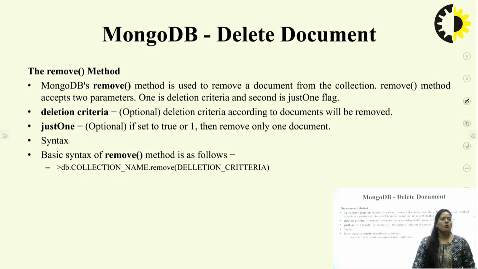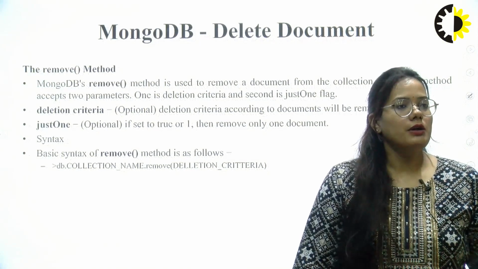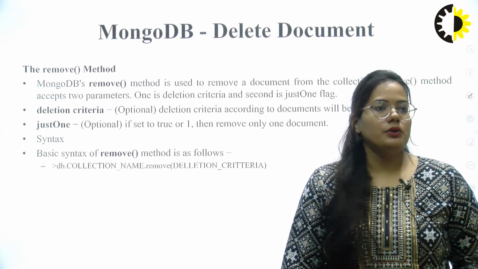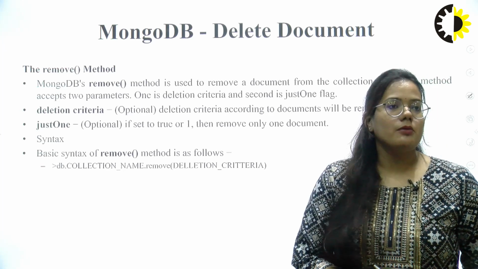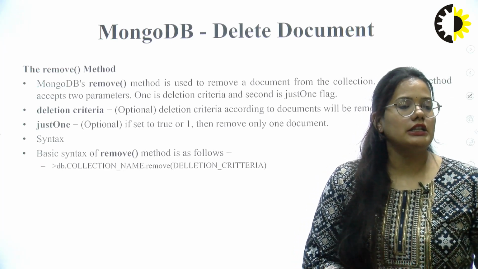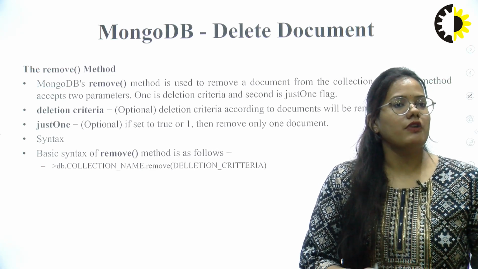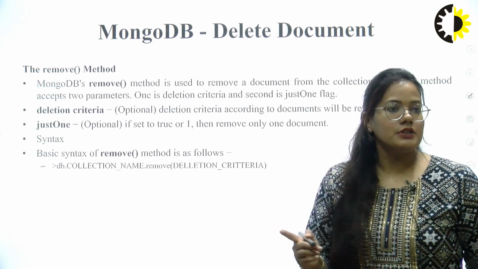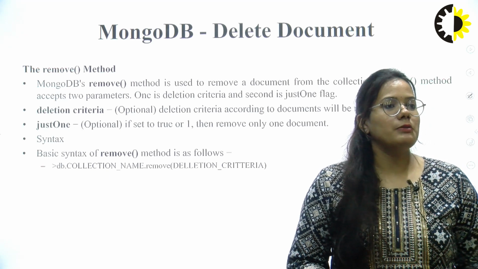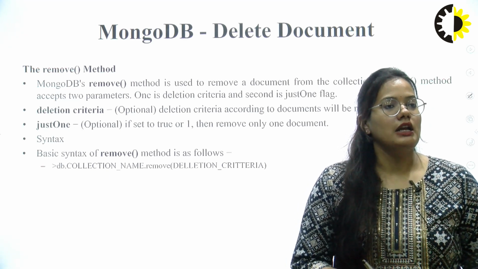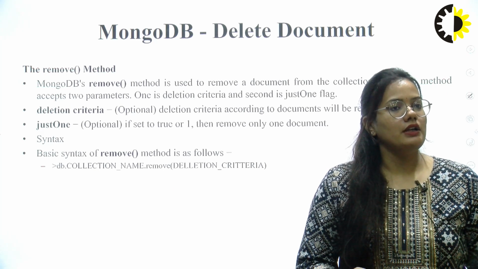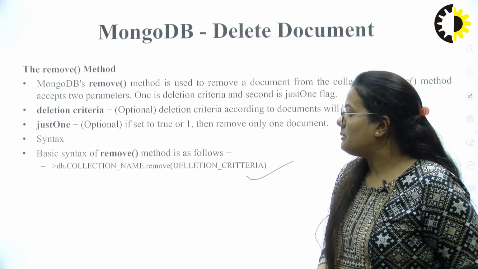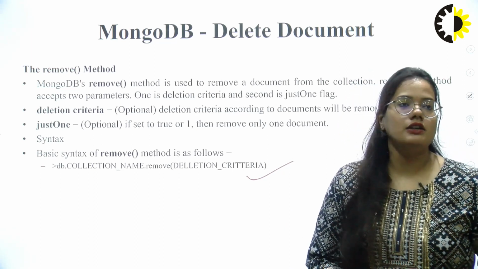Okay, last one is MongoDB delete document. The remove method is used for deleting documents. First one is deletion criteria, and second is the justOne flag we use in the remove method. Deletion criteria is optional. Documents matching the deletion criteria will be removed. JustOne is also optional. If we set it to true or 1, then only one document is removed. This is the basic syntax of the remove method: db.collectionname.remove(deletion criteria).